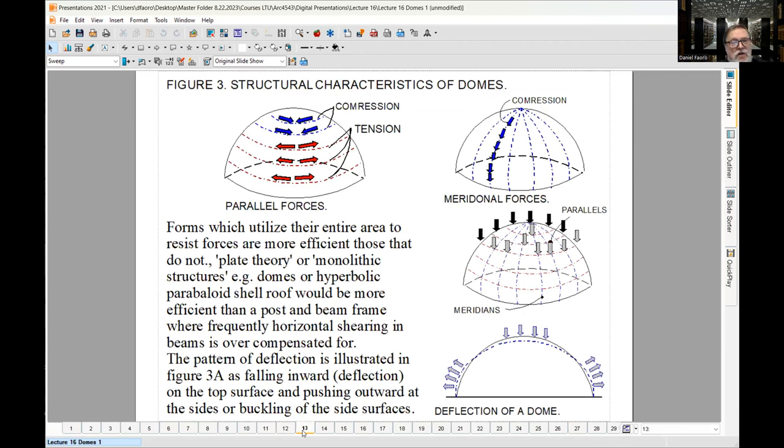Here are our compression rings shown across the top, our tension rings down below, our meridional forces all in compression, smallest magnitude at the top, largest magnitude at the bottom. Why? Because there's more surface area there, more weight. Our meridians are here. And here is our force condition, and here is our deflection of the dome. Notice it pushes outward.